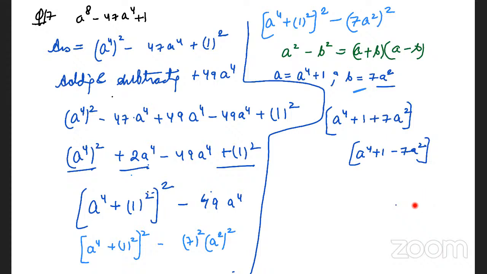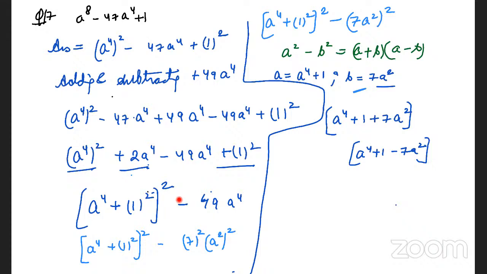Now, what I did as a step is adding and subtracting 49a^4. I just add this and subtract it, so that if I cancel it out, the answer will be 0. And the previous step I followed remains the same. Why did I do this? So that when I solve this, I will get plus 2a^4. Understood? So this step is necessary to solve this question.